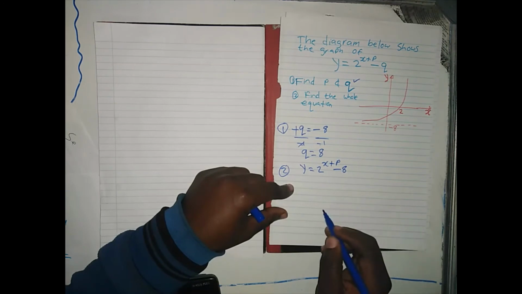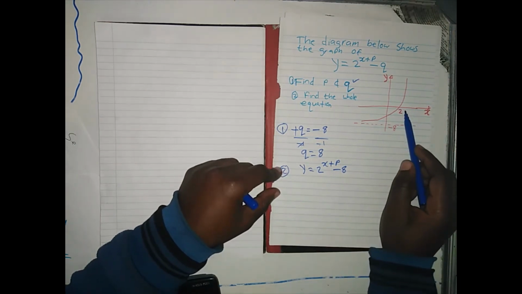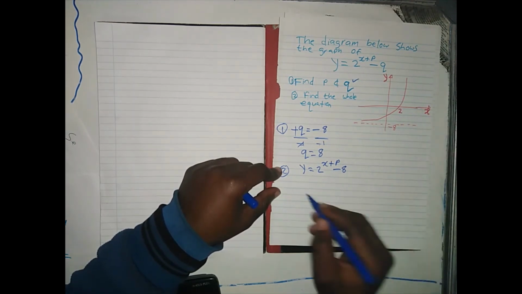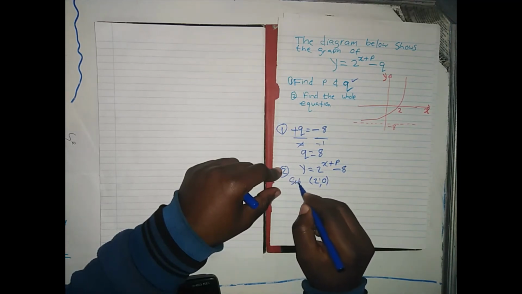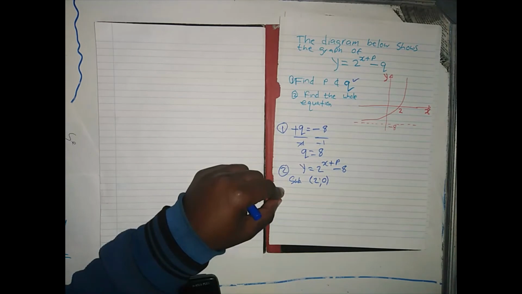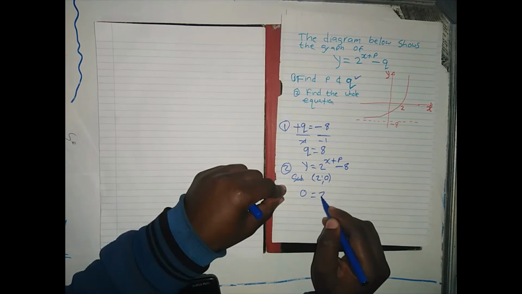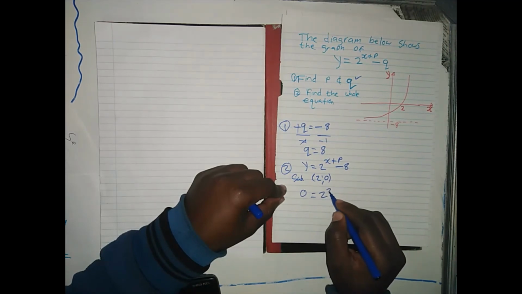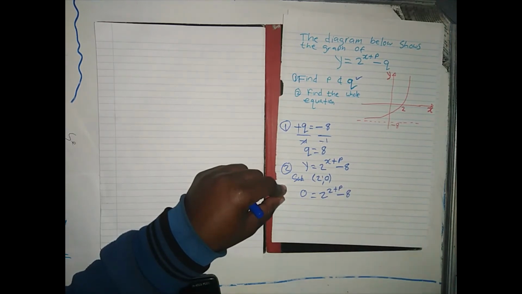So now, if you want p, you need to find any point as long as that point is on the graph. When you look at this one, there is this 2 here, but this is an x-intercept. So the point here has x equal to 2, and what is y here? At the x-intercept, y is 0. Okay, so you need to substitute this into this equation. So how do you then do that? You say, okay, in place of y, you put 0 is equal to 2 to the power 2 plus p, minus 8. Okay?